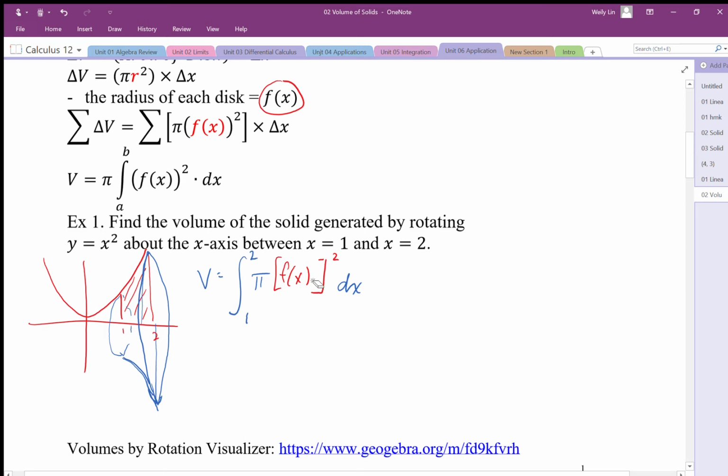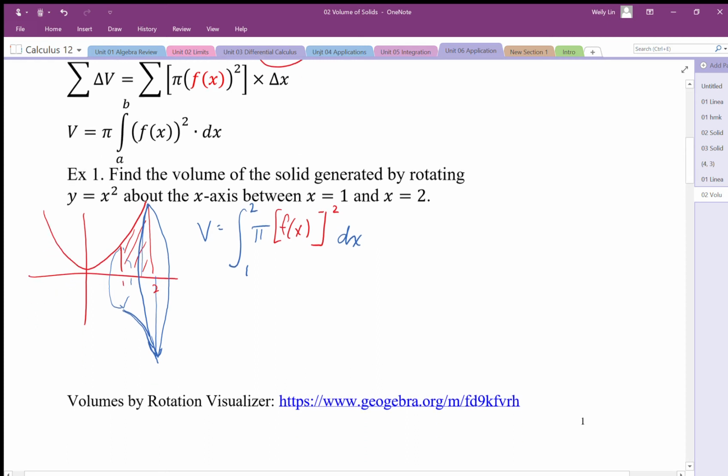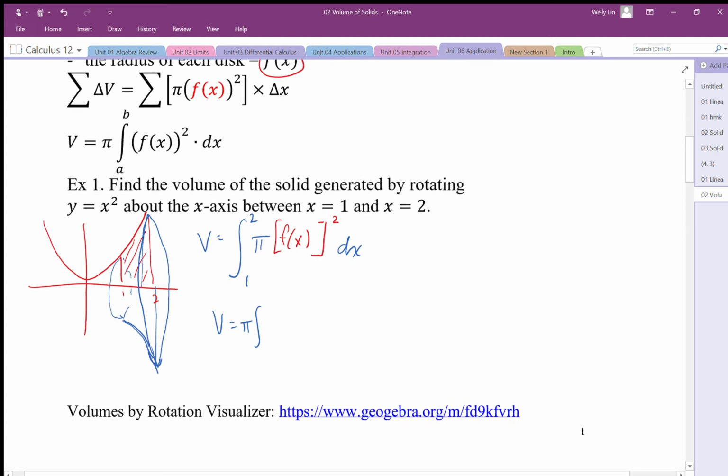This represents the area of the circle, times dx gives me the thickness of that disc. If I add up all the discs, or integrate, I'm going to get the volume of that solid. So it looks like this. V equals, I take the pi on the outside, and f of x, in this case, is x squared. So I take x squared and I square it. There's my pi r squared times dx.